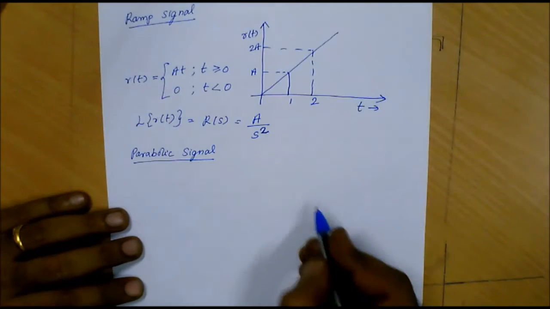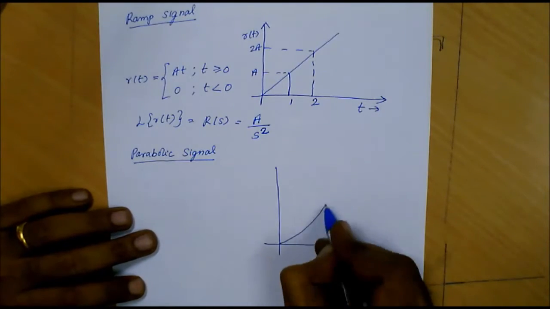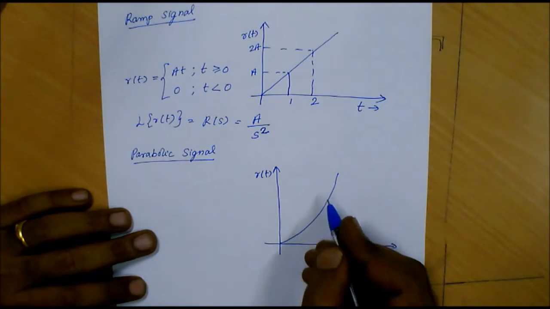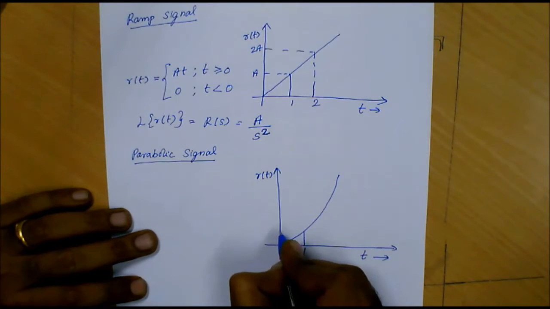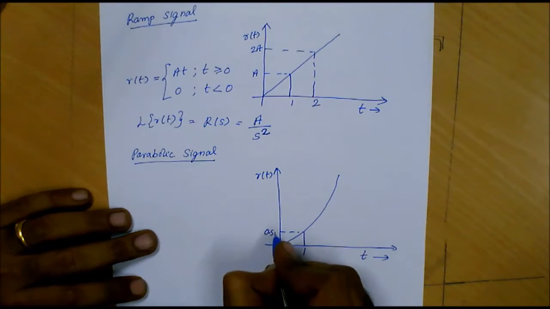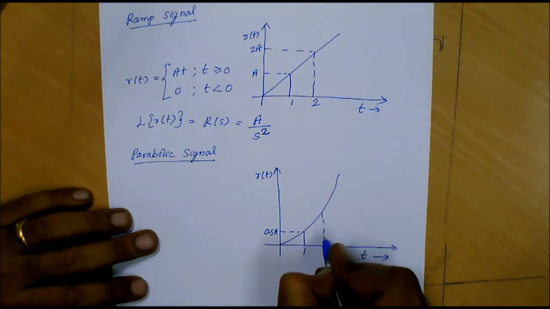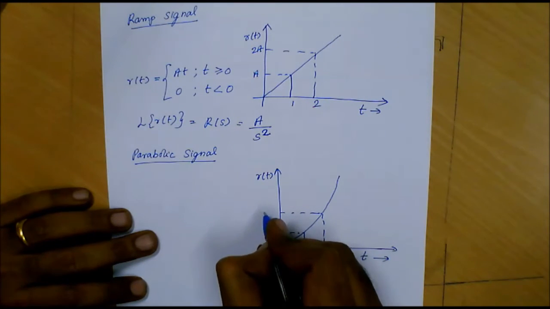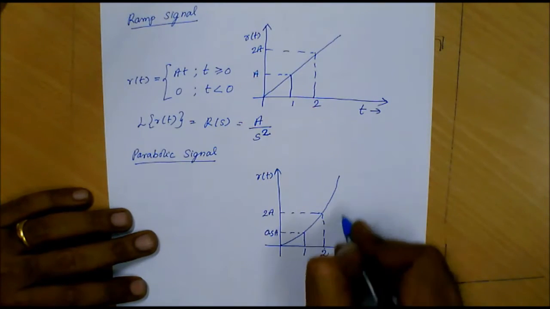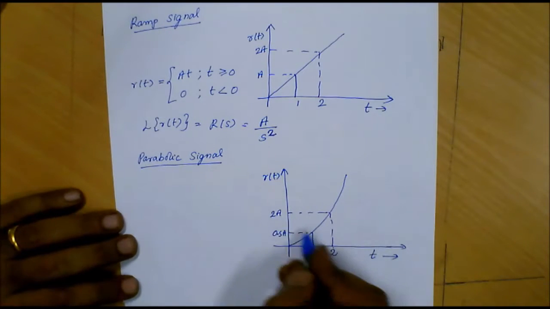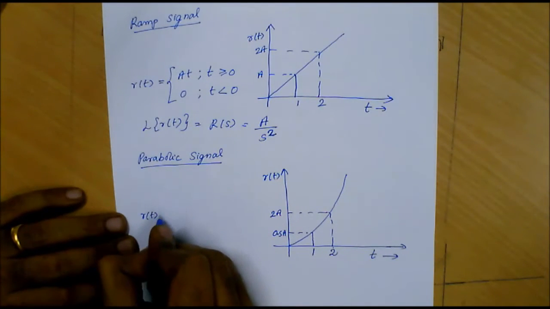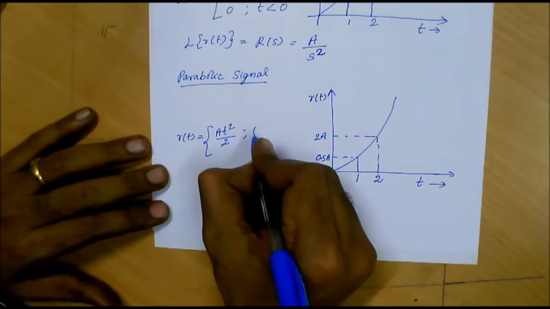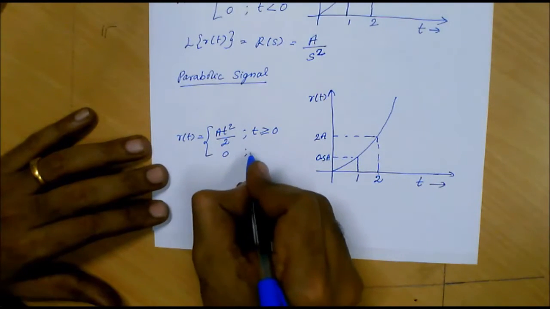Parabolic signal. The waveform of this parabolic signal will look like this. As the time increases, the value of r of t increases. So at time t is equal to 1, the value of r of t is half the a value. When t is equal to 2, the r of t value is 2a. So when t increases, r of t also increases. So mathematically we can write this as r of t is equal to a into t square divided by 2 when t greater than or equal to 0, 0 when t less than 0.